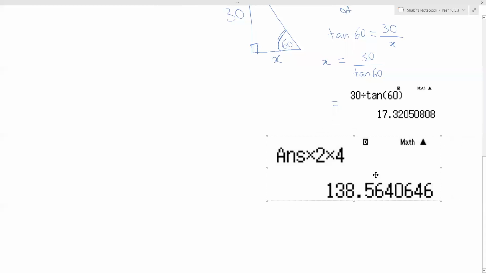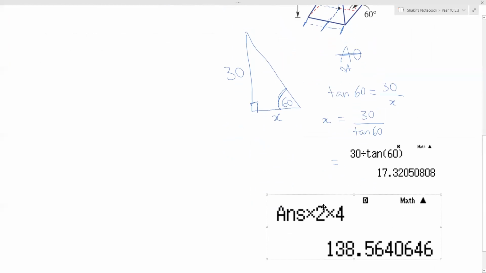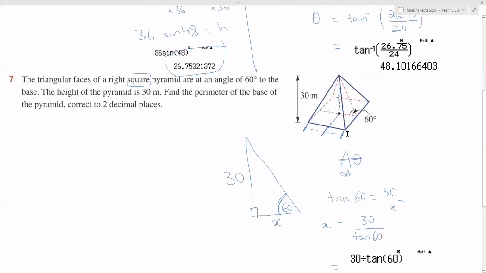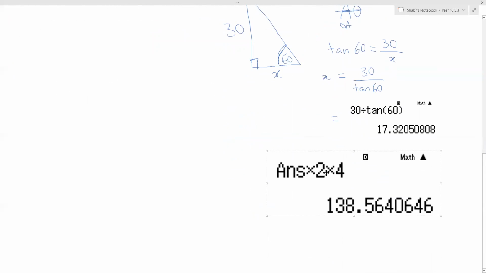So I just got 17.32 multiplied by 2, because if you go back to the diagram, the x was just half of the side. We multiplied it by 2 to get the full side. And then I multiplied by 4 because I want the perimeter, which is 4 of these sides put together. And the answer is 138.